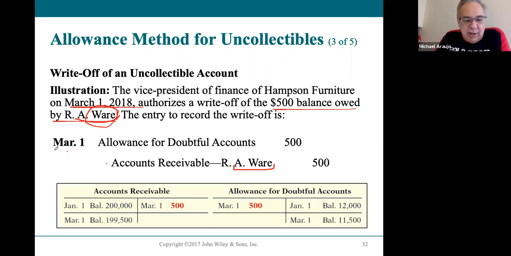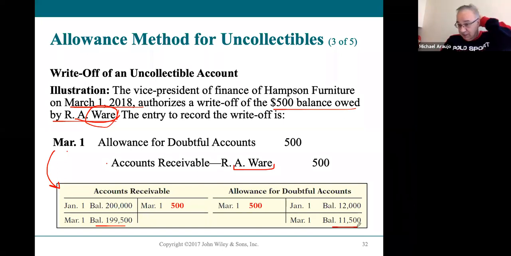So this is the journal entry. This is how it posts into the ledger. Okay. Notice that the allowance account gets reduced here, $500. And the accounts receivable get reduced $500. Guess what? The net realizable value of receivables is still $188,000, because the difference, here's your accounts receivable balance, new. Is your allowance for doubtful accounts balance, new. It's still going to be 188. No change to the balance sheet.